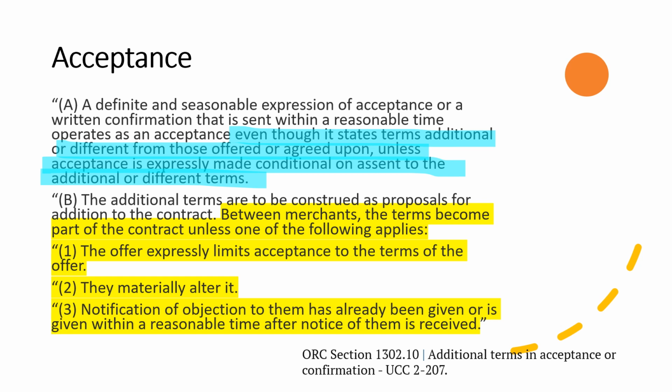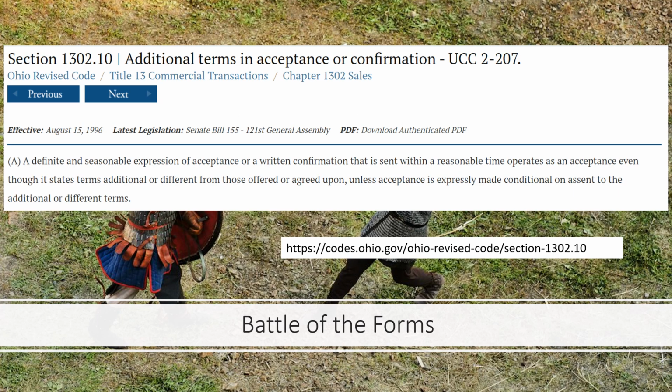Okay, now B, let's go down to that highlighted section. Between merchants, okay, now these are the sophisticated buyers and sellers. Between merchants, the terms become part of the contract unless one of the following applies. The offer expressly limits acceptance to the terms of the offer. They materially alter it, or notification of objection to them has already been given or is given within a reasonable time after notice of them is received. So here's the section laid out for us.